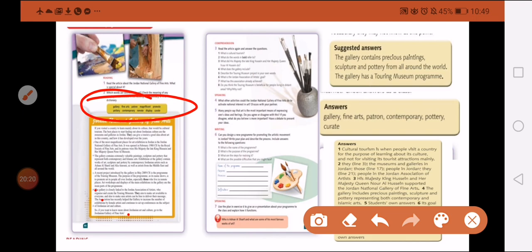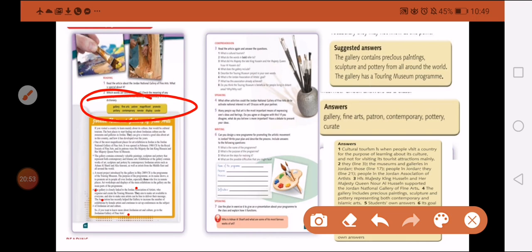Remote means far in distance. يعني isolate منعزل. Display. Now display here means عرض. And the last word is curate. Curate means to organize and look after the items in an exhibition, اللي هي to organize ينظم. Here it is a verb. Okay. Now listen to the article.